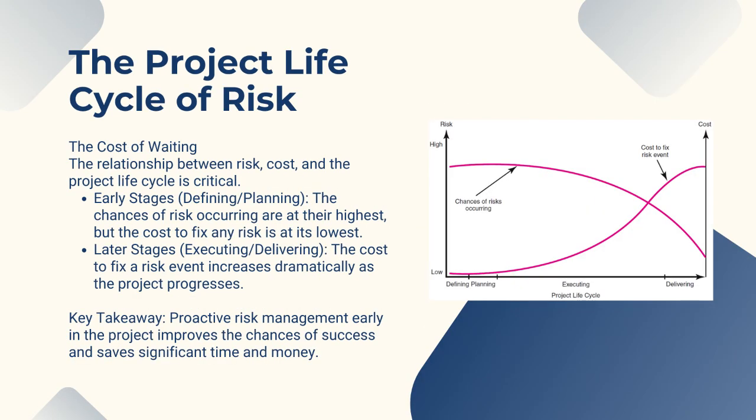The timing of your risk management activities is crucial. This graph, the risk event graph, perfectly illustrates why. As you can see, early in the project, during the defining and planning phases, the chances of risks occurring are at their absolute highest. However, the cost to fix any problems at this stage is very low. Conversely, as you move into the executing and delivering phases, the cost to fix any risk event skyrockets. The key takeaway here is simple. Being proactive and addressing risks early almost always saves you an enormous amount of time, money, and stress later in the project.